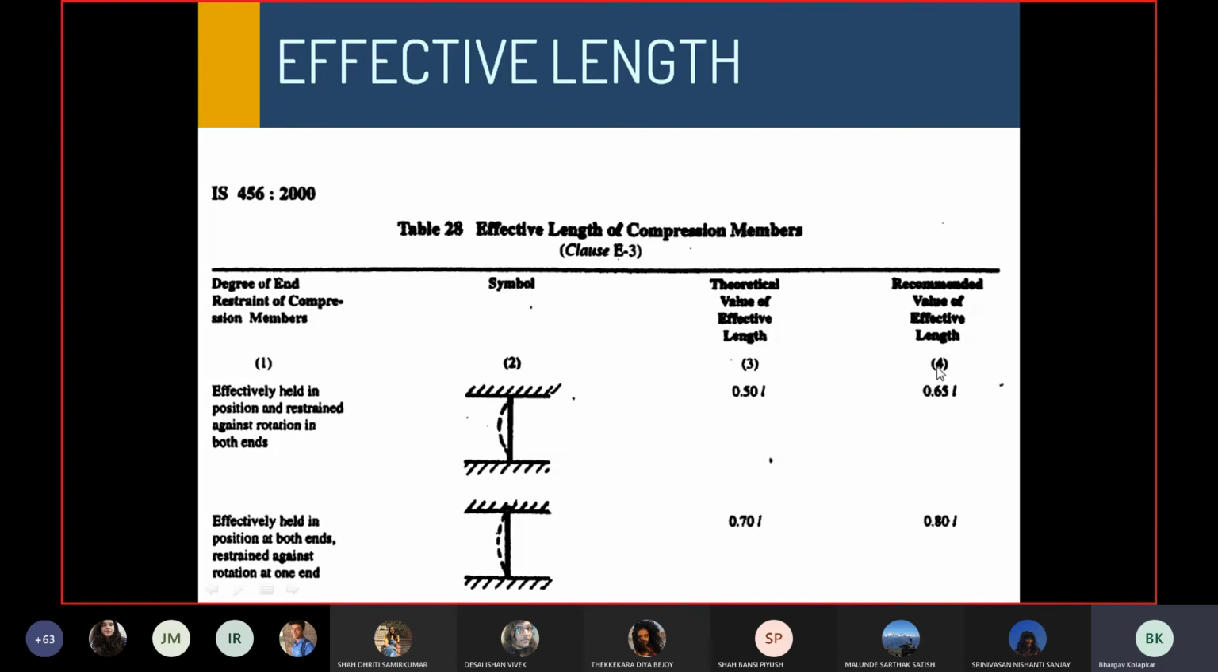Now the question is, why do we jump from 0.5 to 0.65 and not from 0.5 to say 0.4? Okay, more than these numbers, the understanding of why these numbers have been increased or decreased matters more. So why do we jump from 0.5 to 0.65 and not from 0.5 to 0.4?